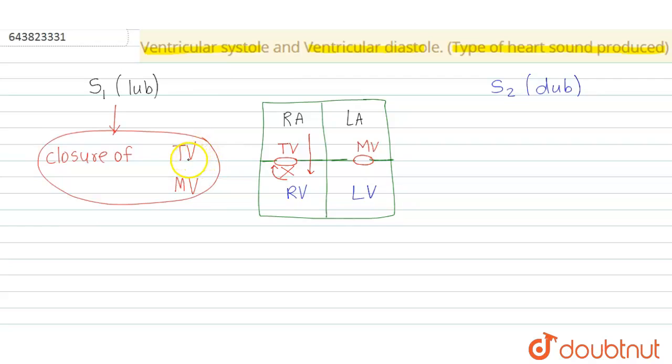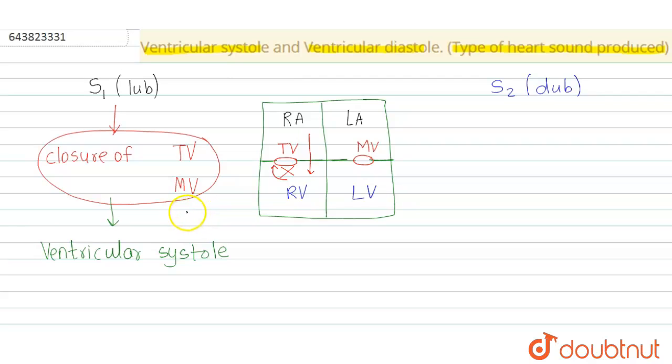And when does the closure of the tricuspid and mitral valve occur? It occurs during the ventricular systole. So whenever ventricular systole is occurring, the heart sound which is produced by the closure of the tricuspid valve and the mitral valve is S1 or lub.